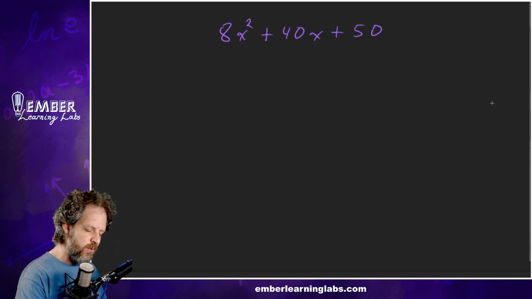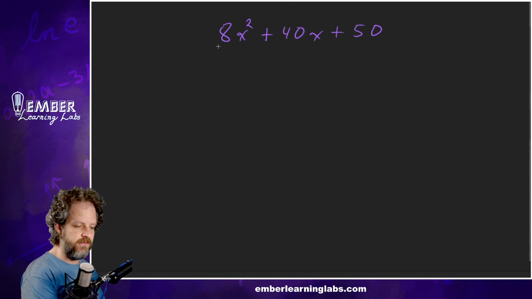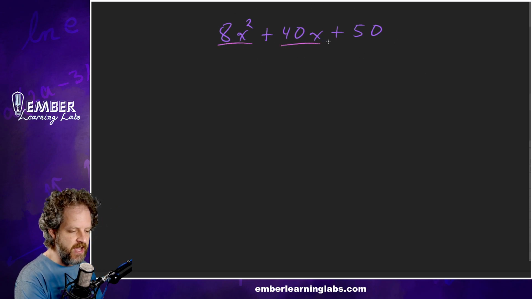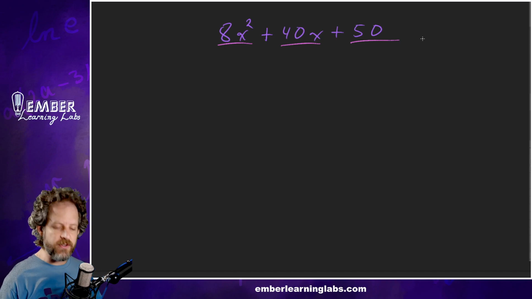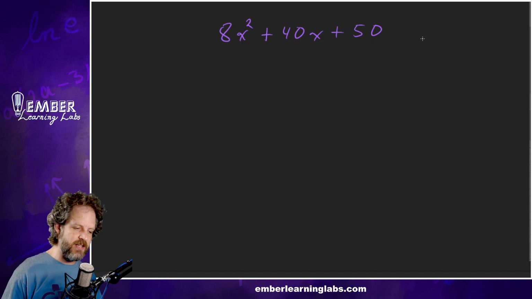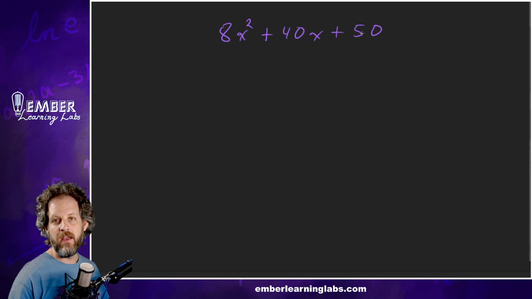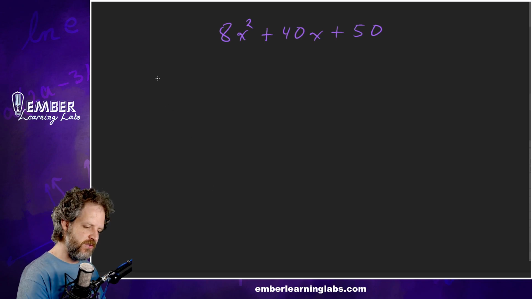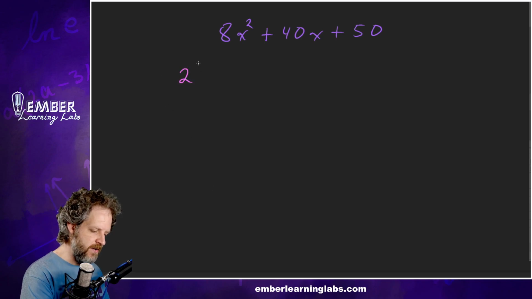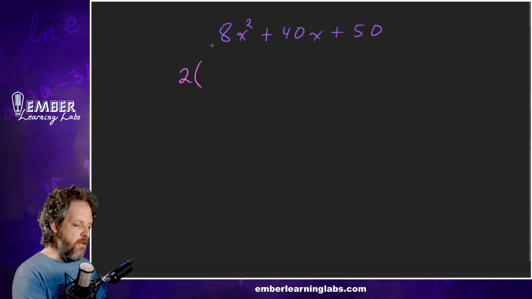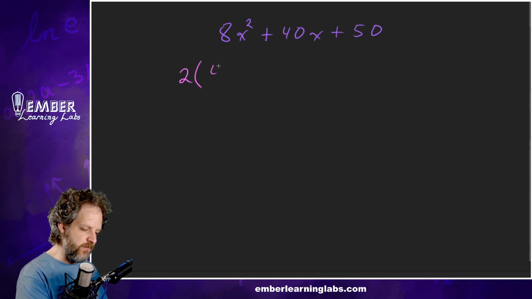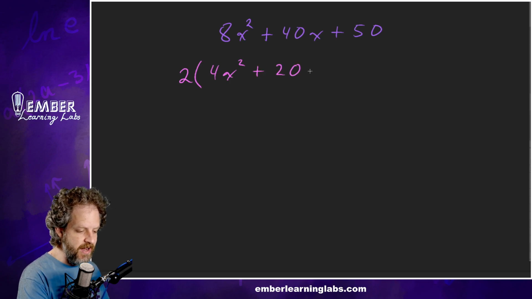For this one, we have a GCF first, right? There's something that goes into every single one of these terms. So the very first thing we want to do is pull a GCF out. So what goes into 8, 40, and 50? 2 does, right? So let's pull a 2 out. We divide 2 into this, and we end up with 4x squared plus 20x plus 25.